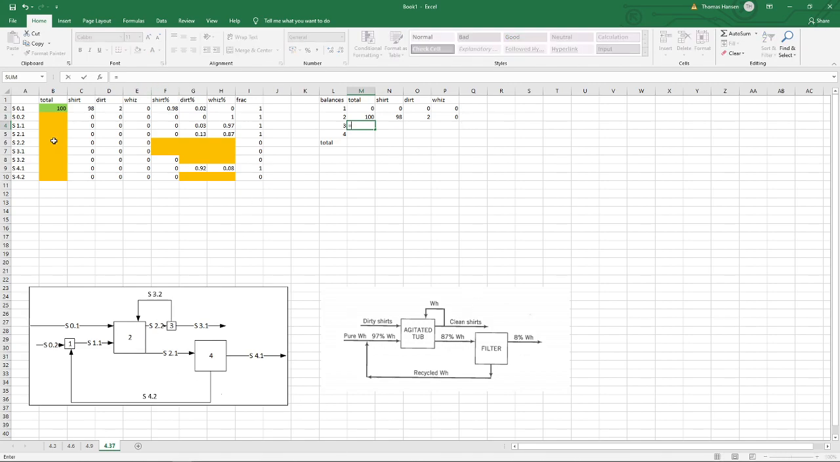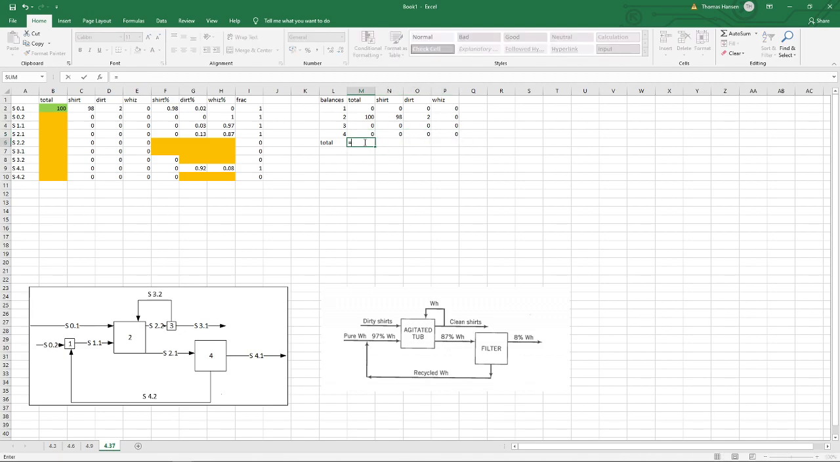What enters is 2.2. What exits is 3.1 and 3.2. Drag it along. For our fourth one, what is entering is 2.1. What is exiting is 4.1 and 4.2. Drag that along as well.